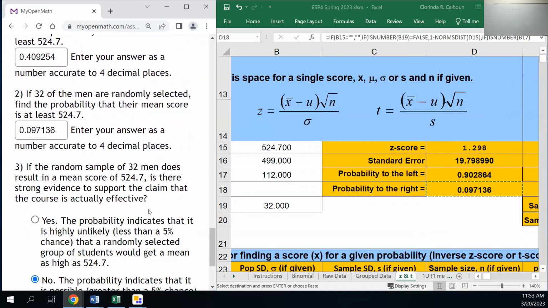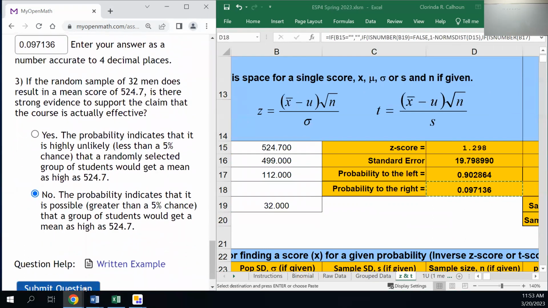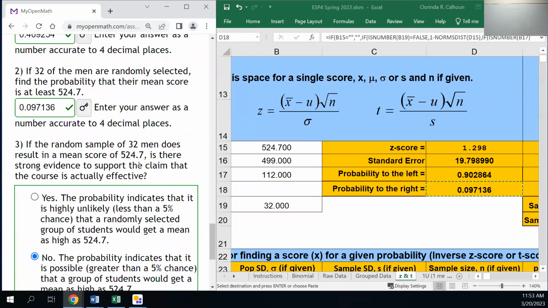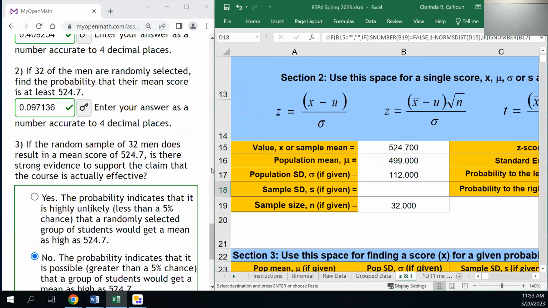Yes, no questions are the same. If it's 0.05, underneath 0.05, less means yes, more means no. Any questions there? That was our last question for this section. So any questions on any of the three questions we had?